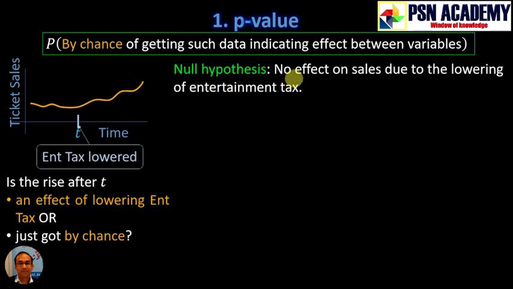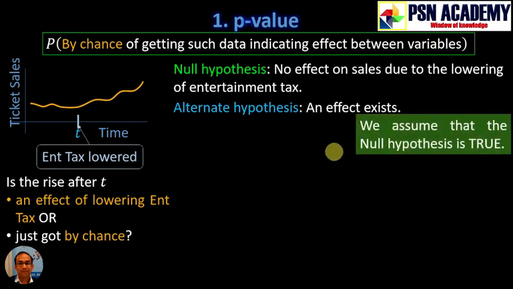So our null hypothesis will be like this: no effect on sales due to the lowering of entertainment tax. Because the null hypothesis always deals with neutral, it tries to stay in the neutral position, right? It always says that there is no effect between the variables. So our null hypothesis will be no effect. And the alternate hypothesis will be just the opposite, that an effect actually exists.